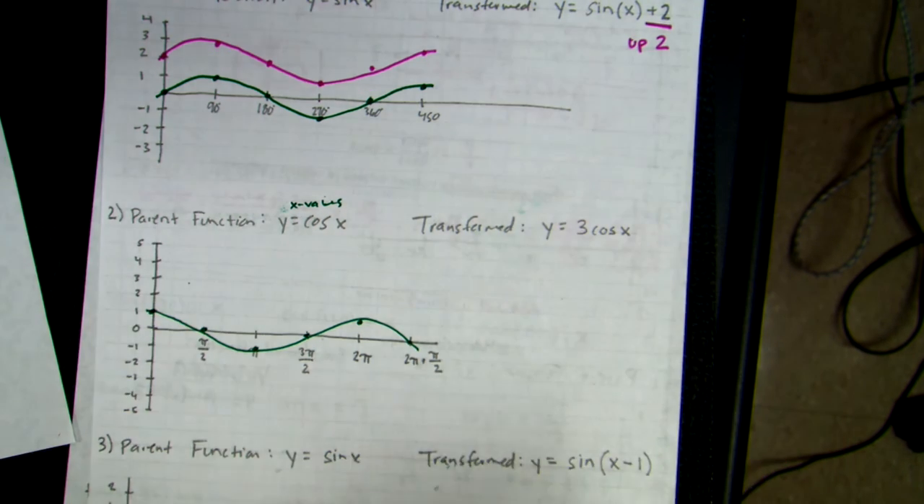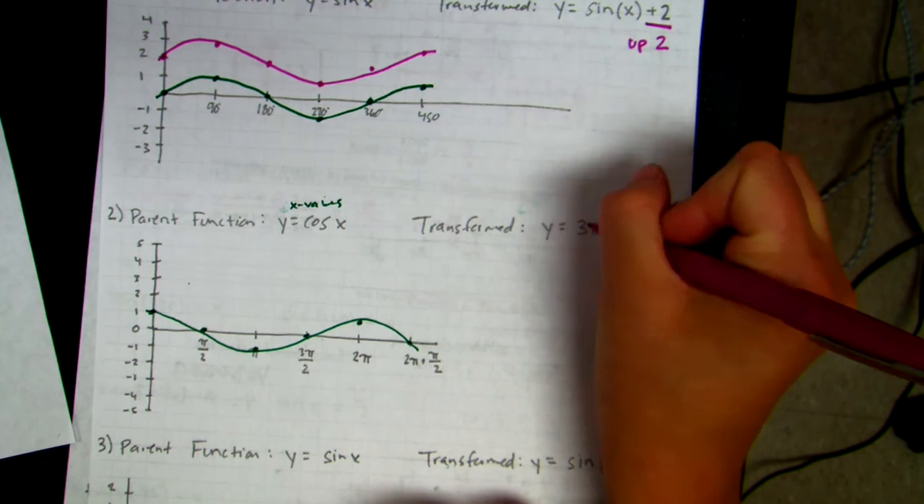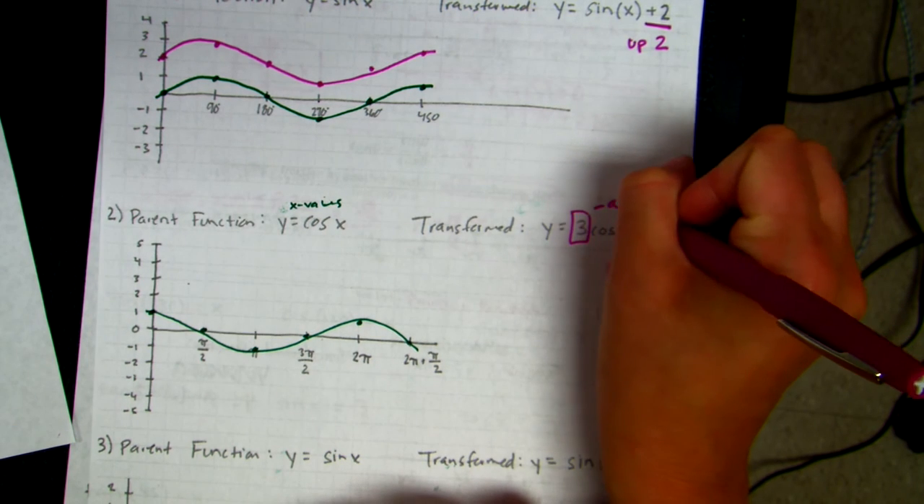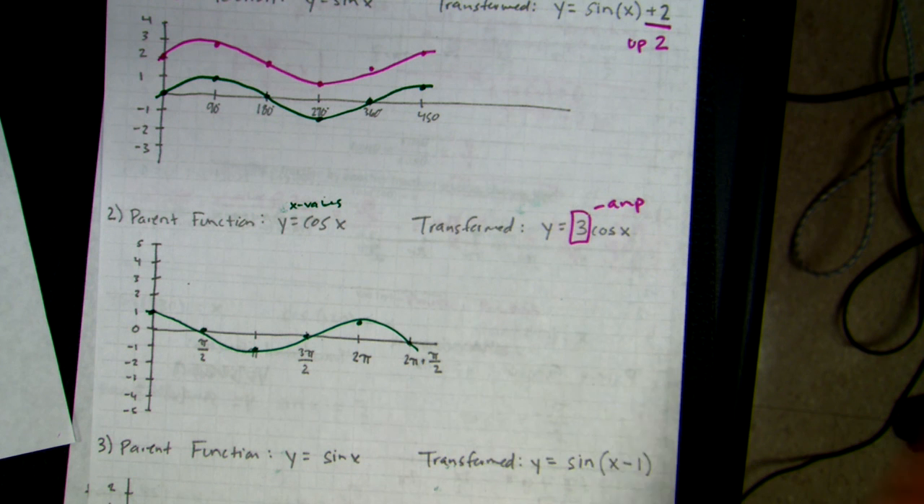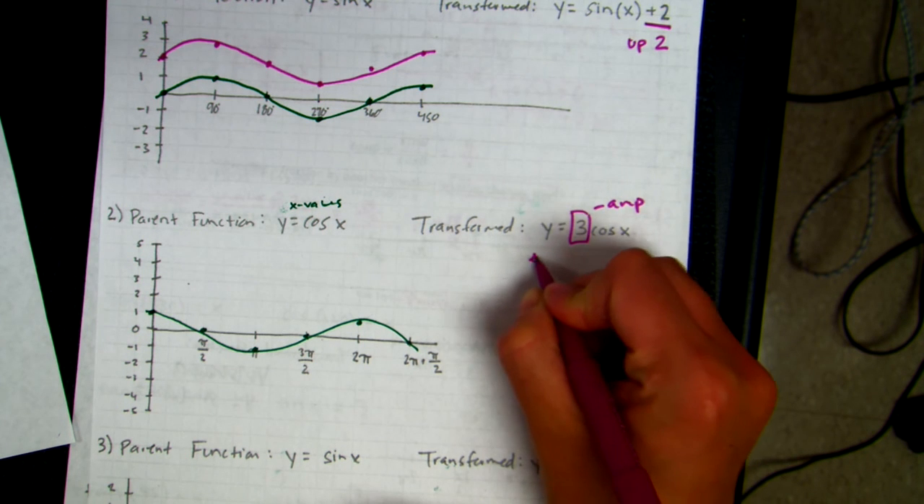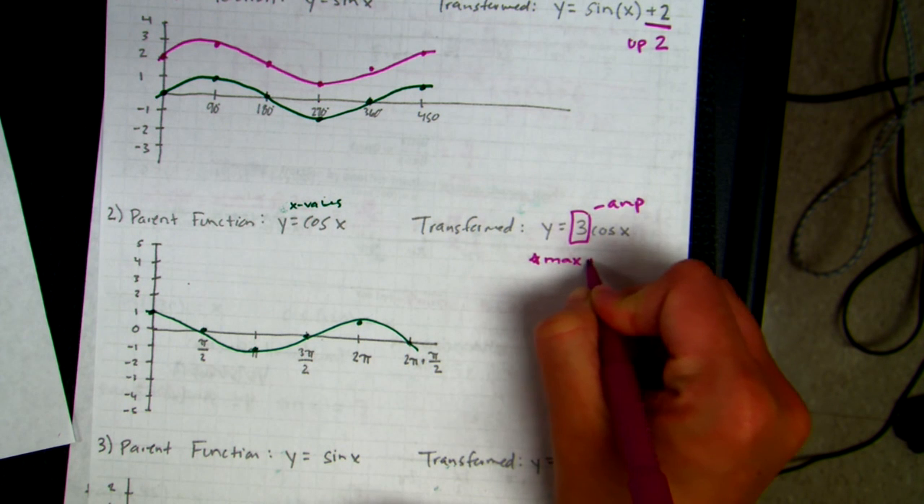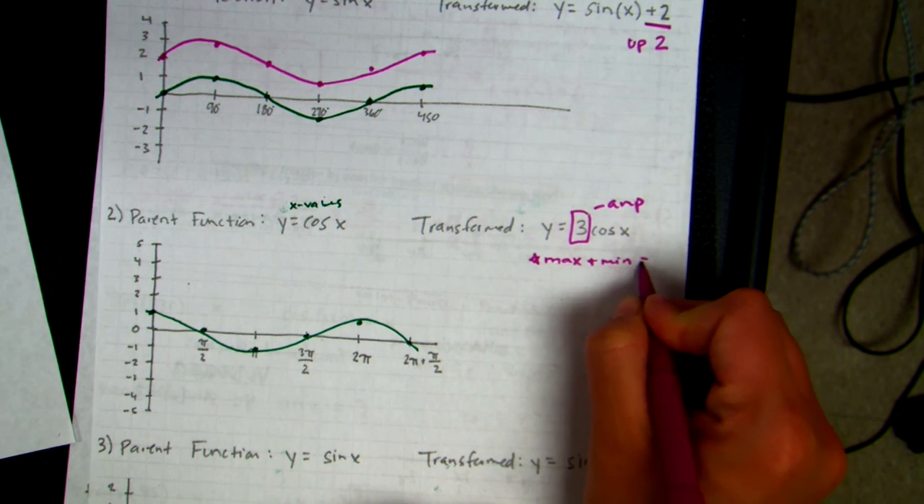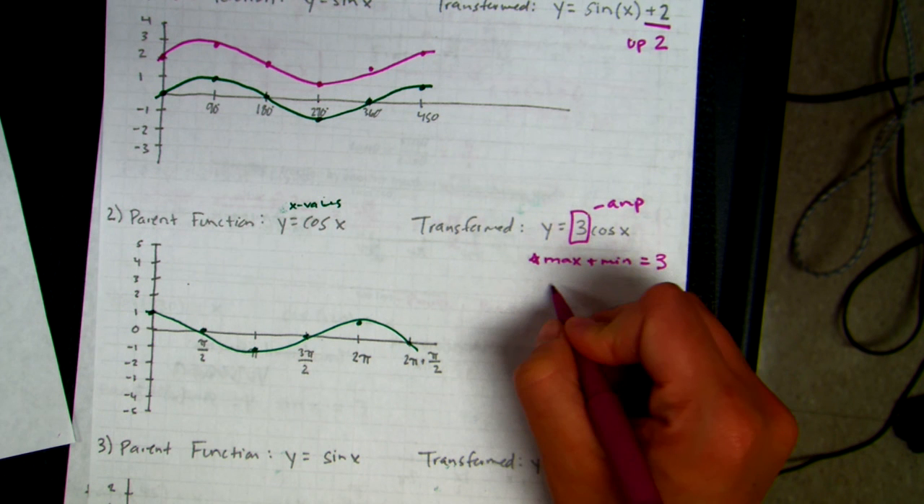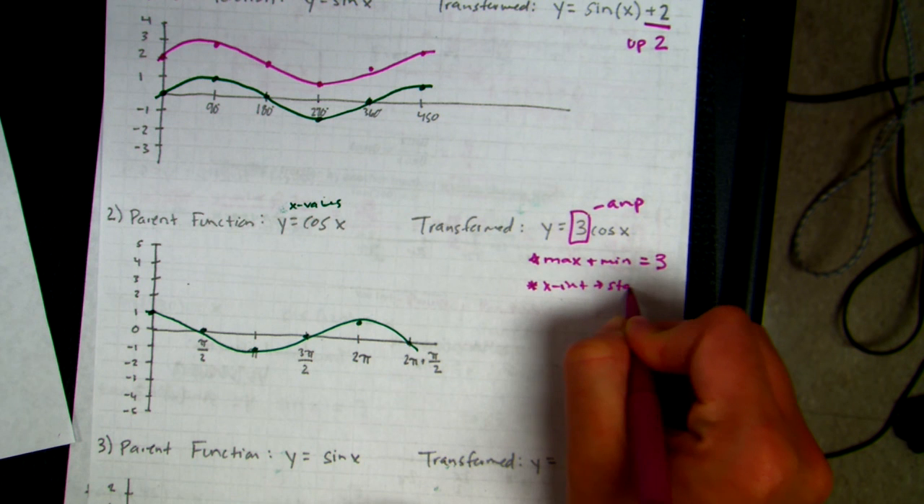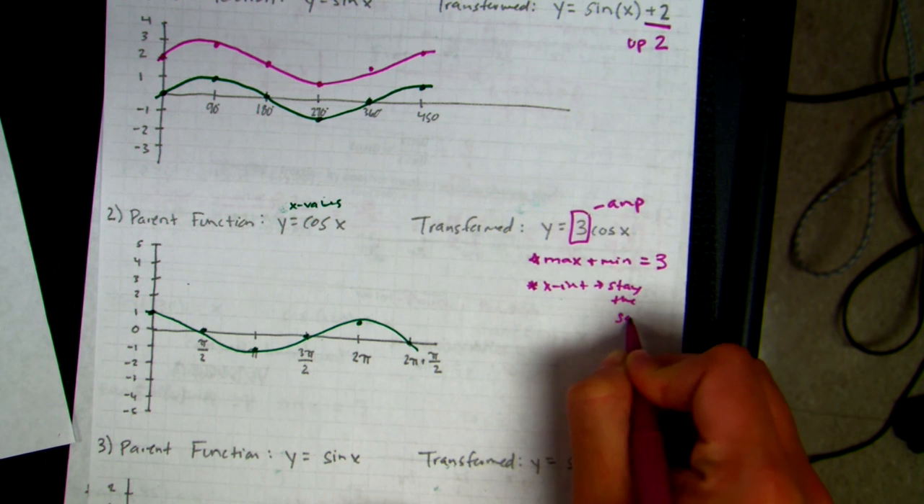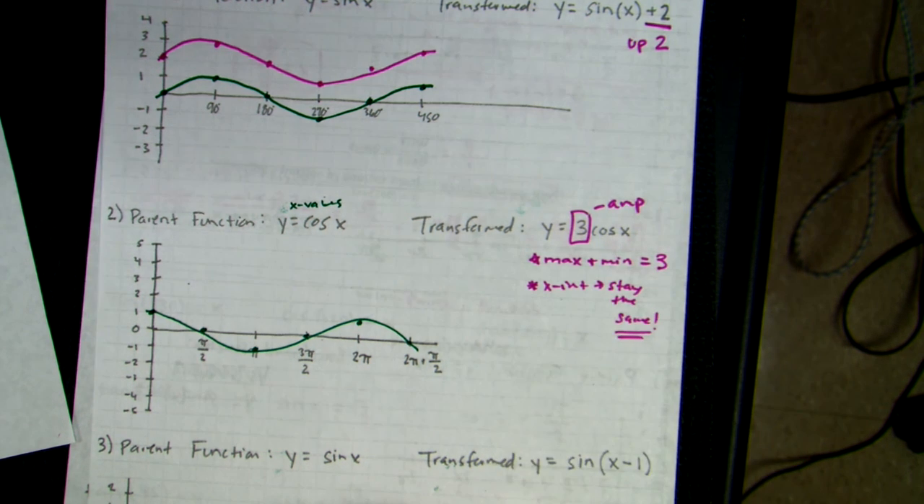This one is your a value. So this changes the amplitude of the function. My new amplitude of the function should be 3. So that means all the values that are going to change are my max and minimum values will go to 3. My x-intercepts will stay the same.